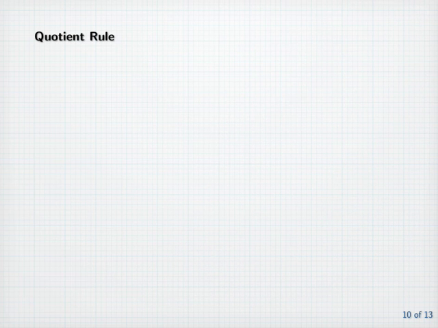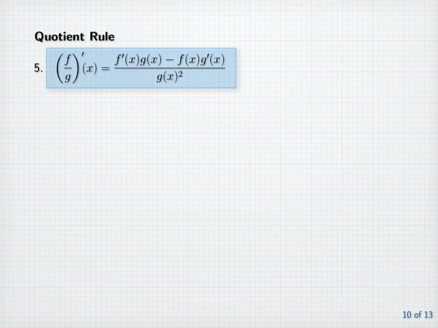The quotient rule. The derivative of a quotient f of x divided by g of x is equal to f prime of x times g of x minus f of x times g prime of x, all divided by g of x squared. In other words, the derivative of the numerator times the denominator minus the numerator times the derivative of the denominator, all divided by the denominator squared.